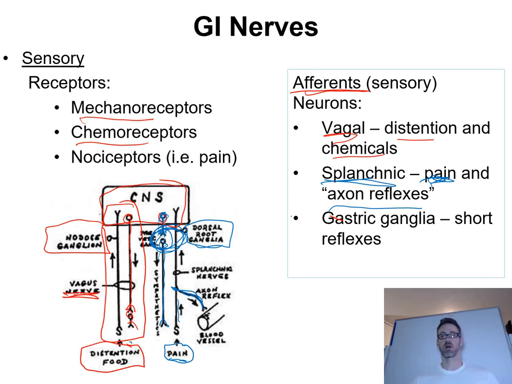Okay, we refer to that as an axon reflex. And then lastly here, you see the gastric ganglia, and that's really referring to the neurons located within the myenteric and submucosal plexuses. And they can create what we call short reflexes or local reflexes, which I'll elaborate on in the upcoming slides.